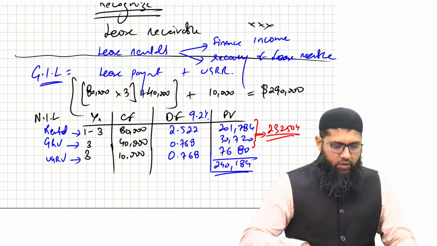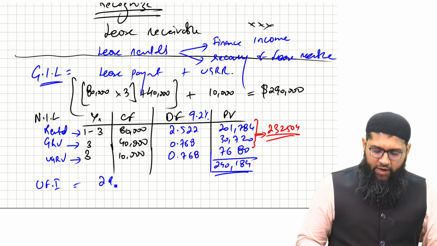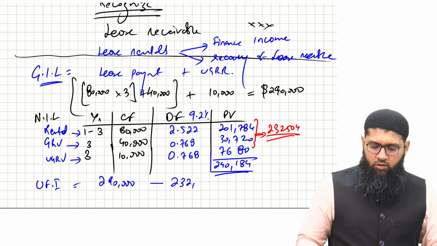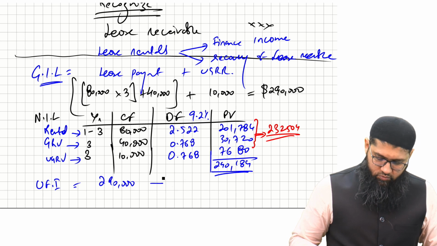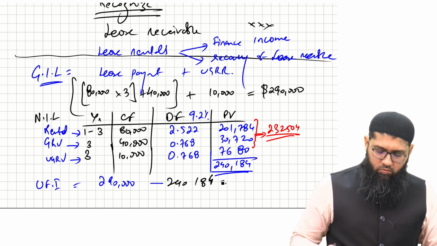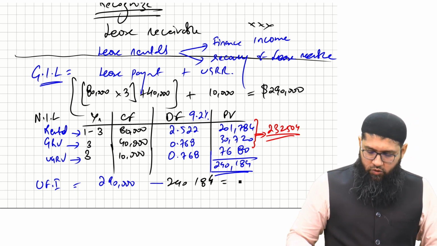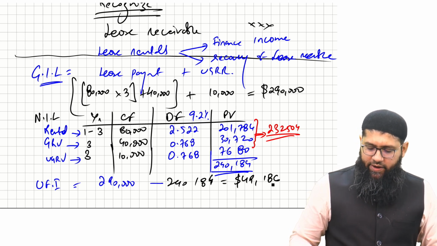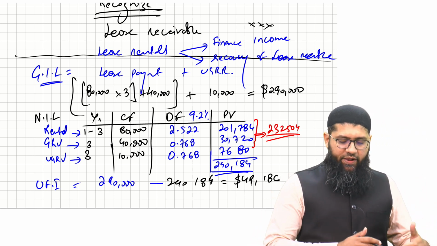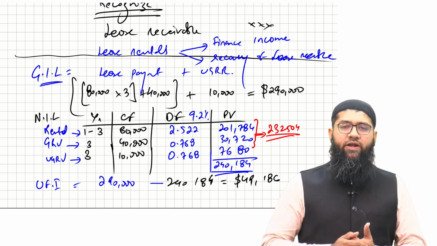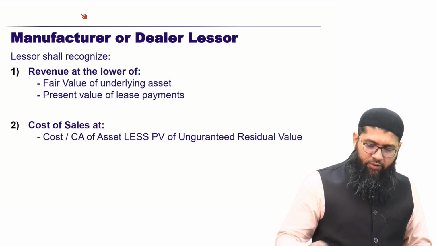Now try to see. There is a third terminology which is unearned finance income, which is going to be 290,000 minus, not 232, sorry, minus 240,184. So it is going to be 49,186. What is it? 49,186 is the unearned finance income. Now, how exactly are we going to do the accounting for it? Let's try to see.